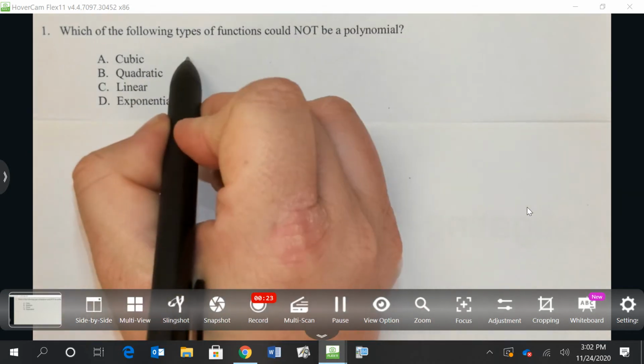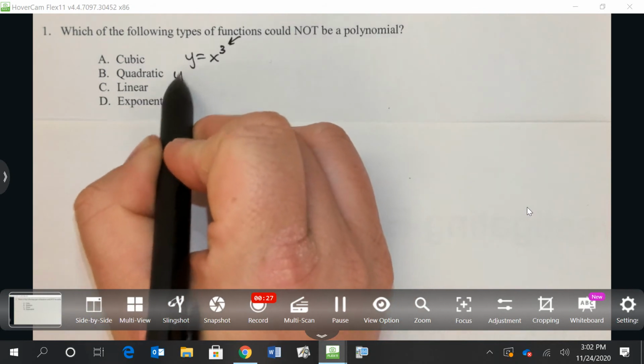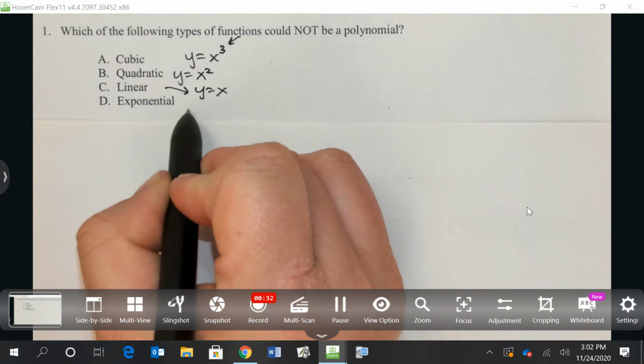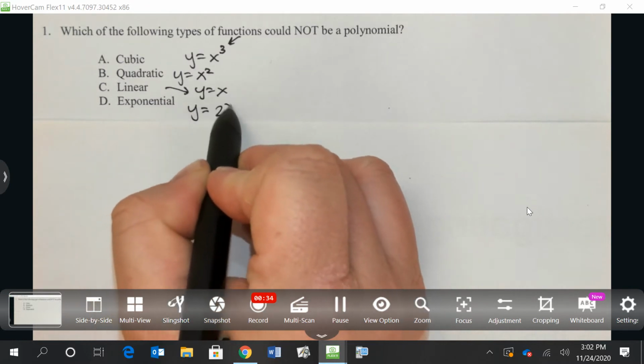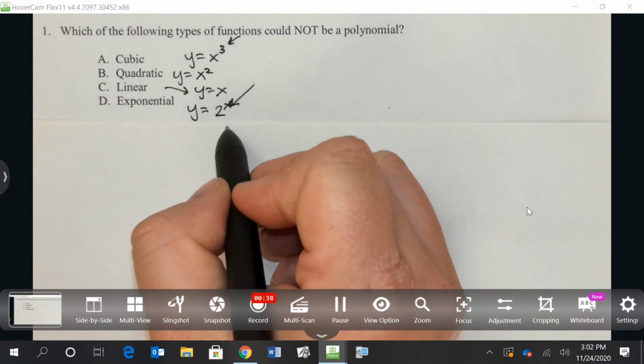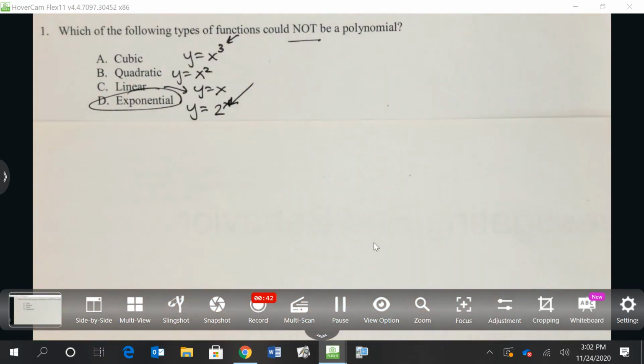So what does cubic look like? As a reminder, this is cubic. This is quadratic. This is an example of linear. This is an example of exponential. And because I have a variable in the exponent position, this is the correct choice. It is not a polynomial.